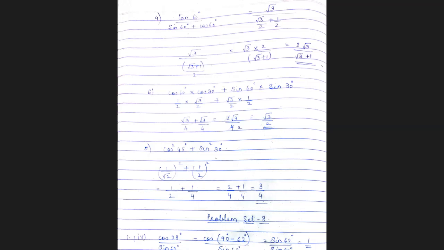Next, question number 6. Cos 60 into cos 30 plus sin 60 into sin 30. Directly substitute the values. Root 3 by 4 plus root 3 by 4. Answer 2 root 3 by 4. Therefore, final answer root 3 by 2. Question number 5.